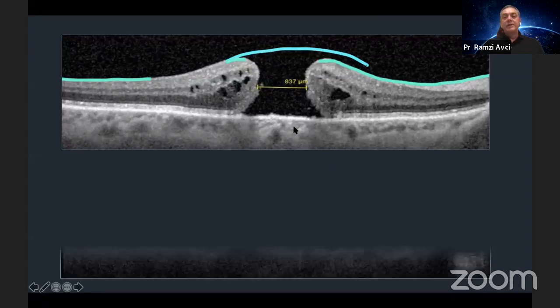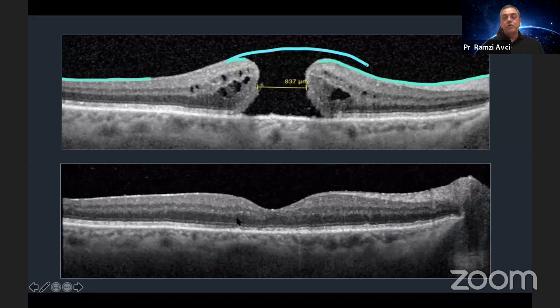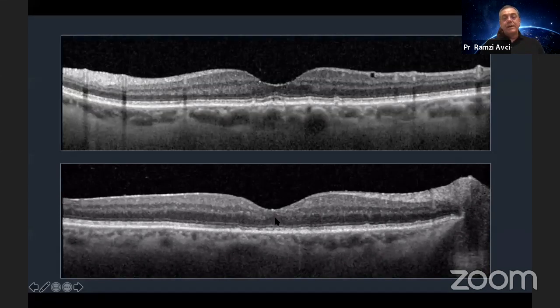And therefore, in this patient, after surgery, you can see the macular configuration is perfect, a complete recovery. And comparing with the other eye of the patient, it is almost impossible to define which eye was operated or not with this technique.